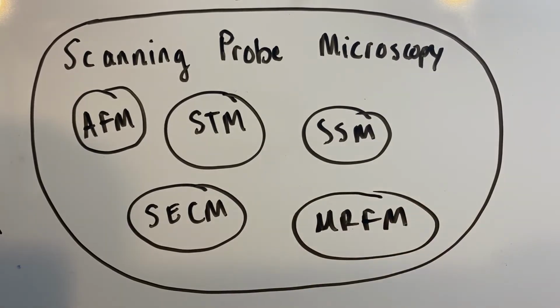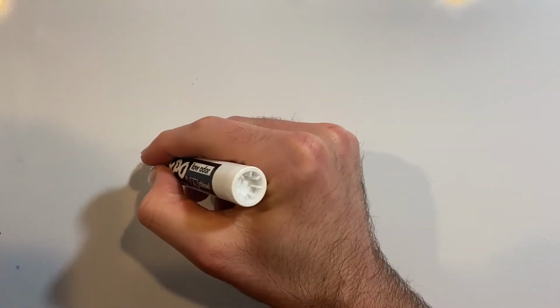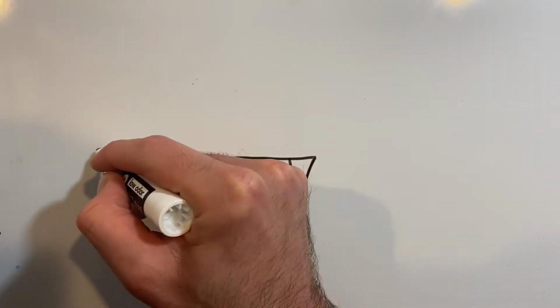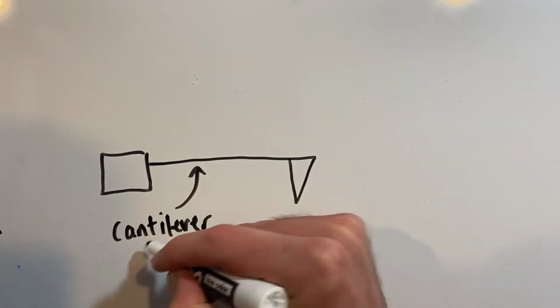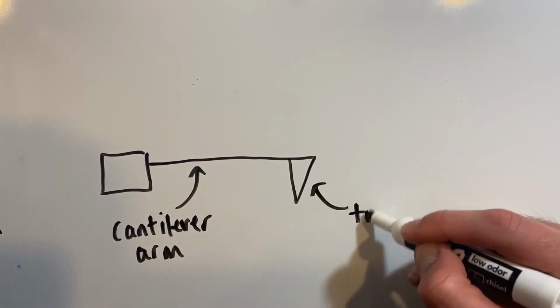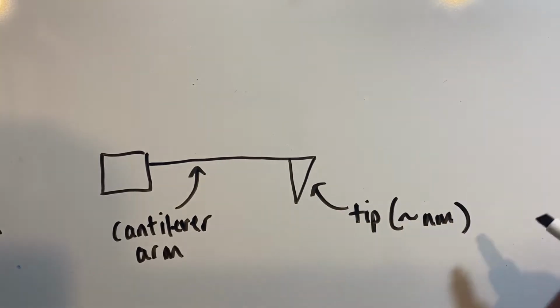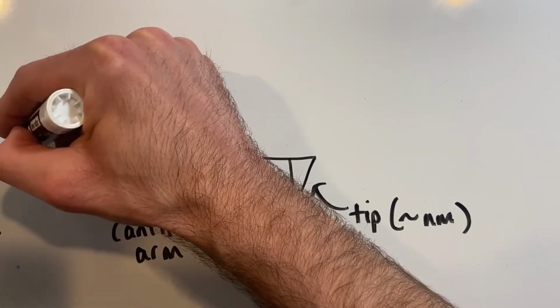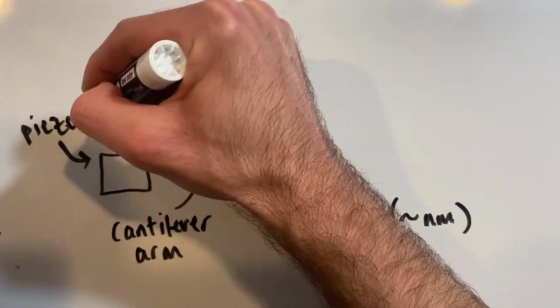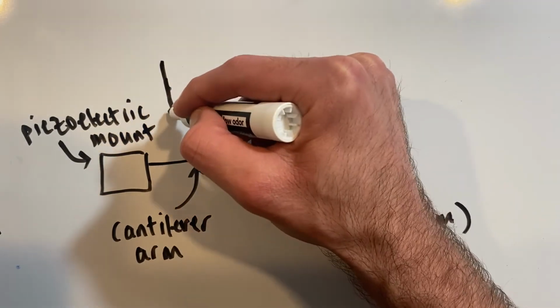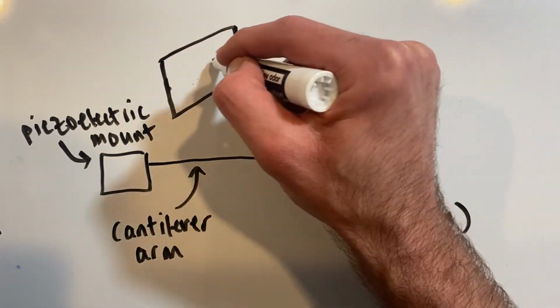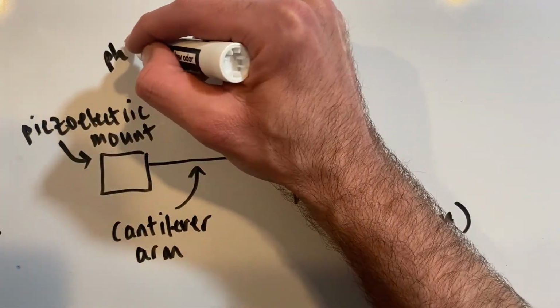SSM, and MRFM. An AFM consists of a micro cantilever arm that is connected to a tip on the end, typically composed of a material such as silicon, and that has a width on the order of nanometers. The cantilever arm is connected to a piezoelectric mount that is used to scan the tip across the surface of the sample and also to control its Z position.